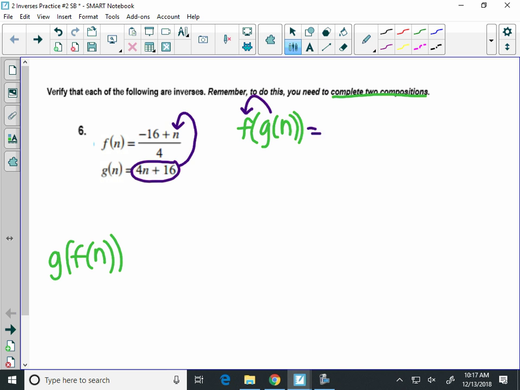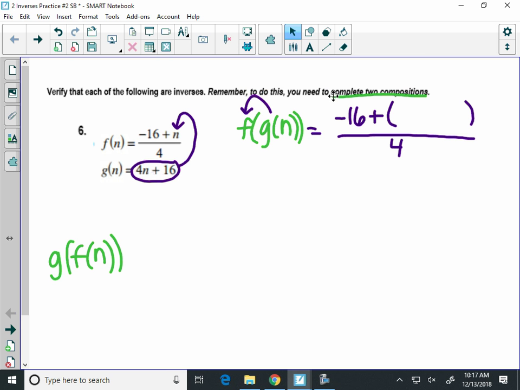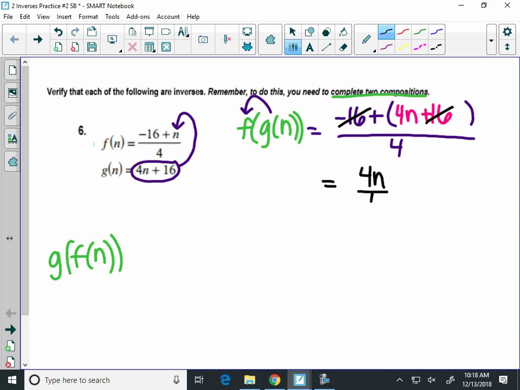So when we do that, let's start by writing f: negative 16 plus our n over 4. Now in the parentheses there, you're going to put your 4n plus 16. Now when we combine them, that numerator is just negative 16 plus 4n plus 16. Notice that negative 16 and positive 16 are going to cancel each other out, which gives you 4n over 4, which equals n. That's a good thing. That's what we are looking for. All right, so that's the first composition.